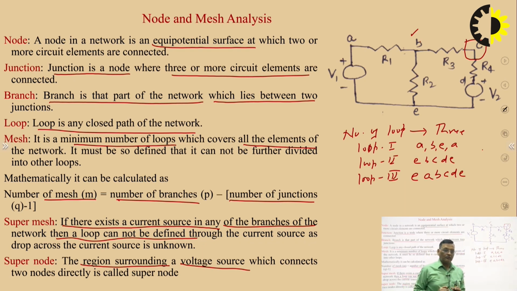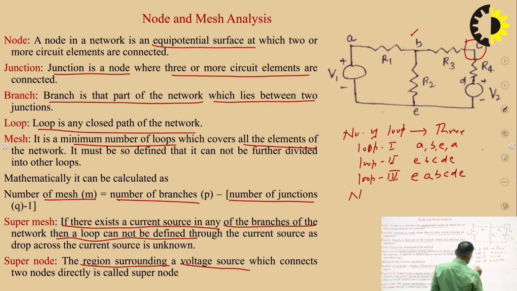So there are 3 loops, any closed circuit. In this given network there are 3 loops: A, B, E; E, B, C, D, E; and A, B, C, D, E. So this loop and the outer loop. But how many meshes are there? Meshes are independent loops. So there are 2 meshes.